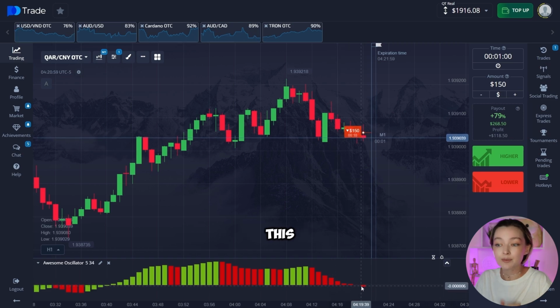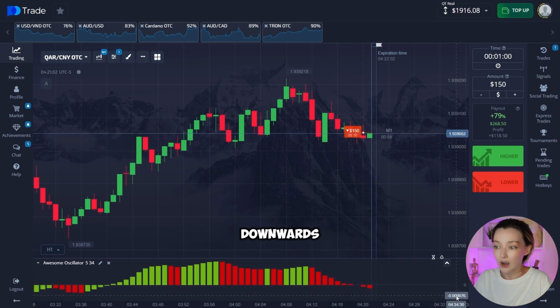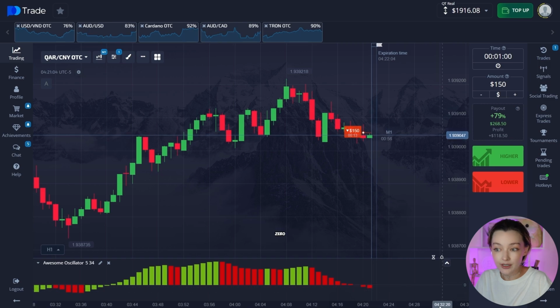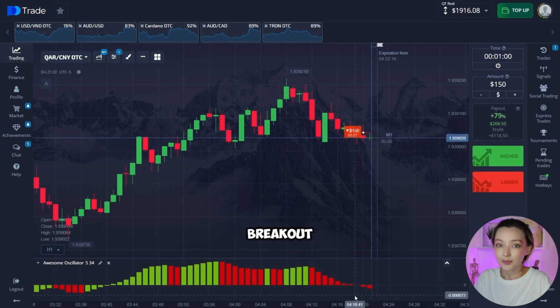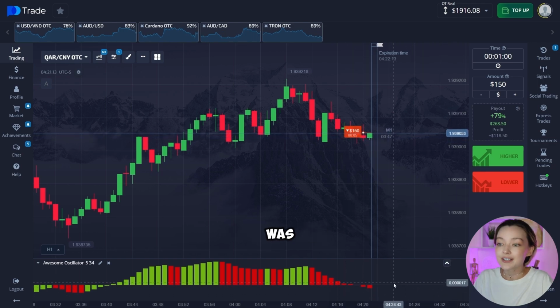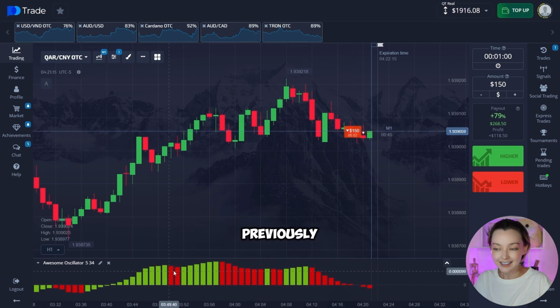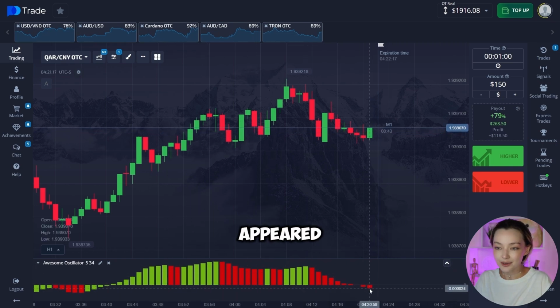Speaking of our strategy with this particular oscillator, the current trade is downwards because we could capture the first red signal below zero. The second one is already here too, by the way. So yeah, that's a pretty good signal to enter the market downwards, the zero line breakout. So the whole histogram was displayed above zero previously, and as soon as the first tick appeared.